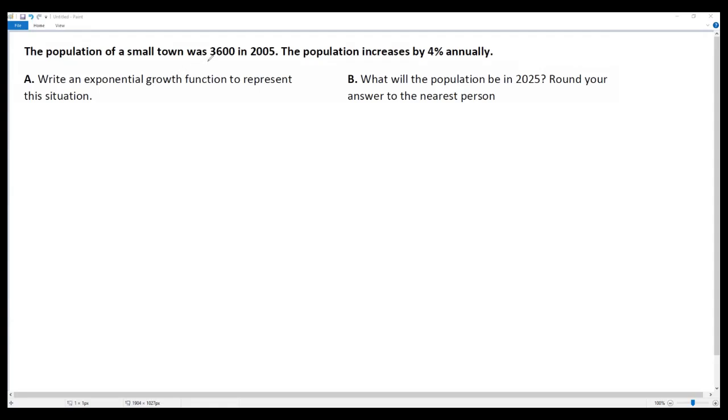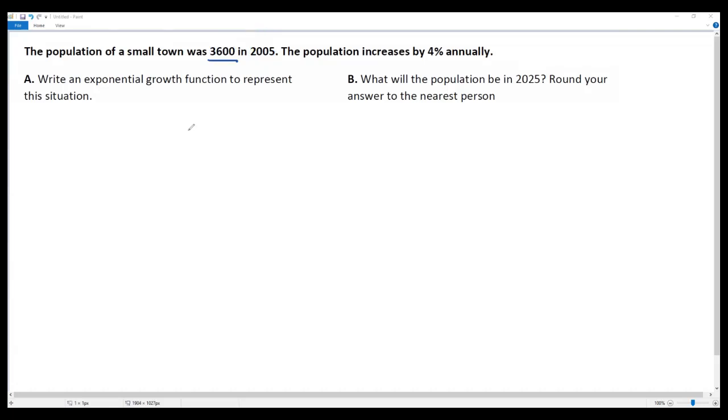Okay, here the value given, 3,600, is the initial value. In that case, the corresponding value of t for 2005 will be t equal to 0. Because we consider this 3,600 as the initial value, but this is the population in 2005. Since 3,600 is the initial value, the value of t corresponding to 2005 is t equal to 0.